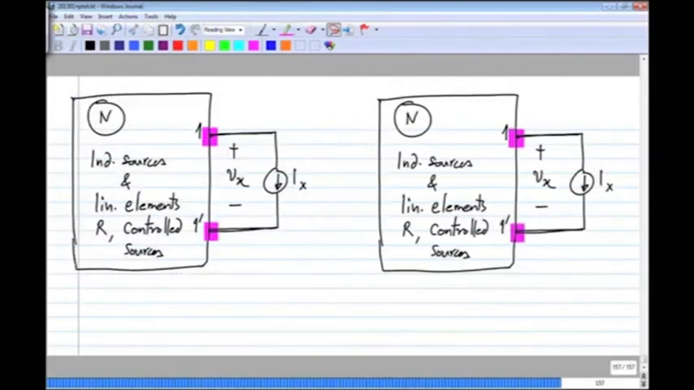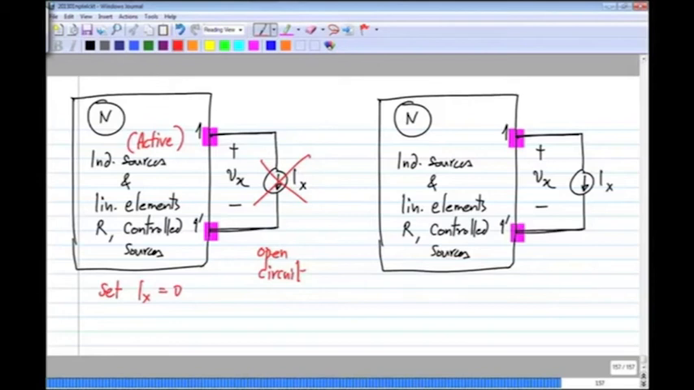So first what I will do is, inside, the independent sources will be active, and I'll set Ix to 0. Okay. So when I set Ix to 0, what happens? This is an open circuit.